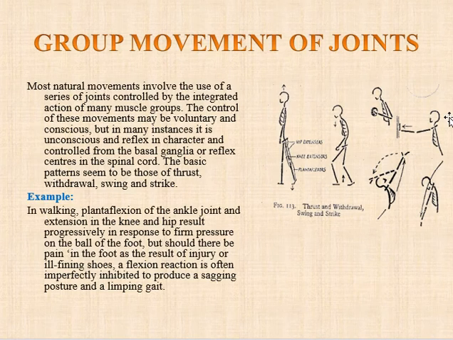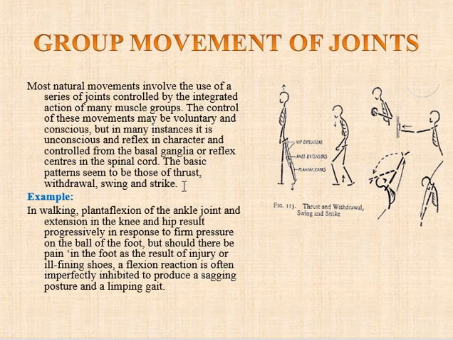Group movements of the joints. Most natural movements involve the use of a series of joints controlled by the integrated action of many muscles. The control of these movements may be voluntary or unconscious, but in many instances it is unconscious and reflexive in character and controlled from the basal ganglia or the reflex centers in the spinal cord.